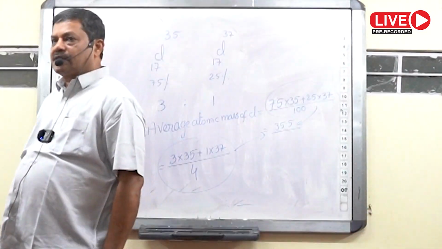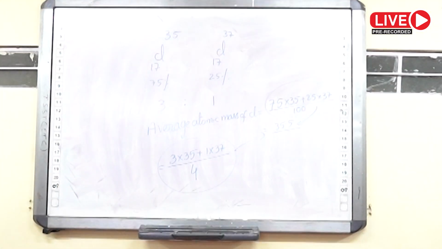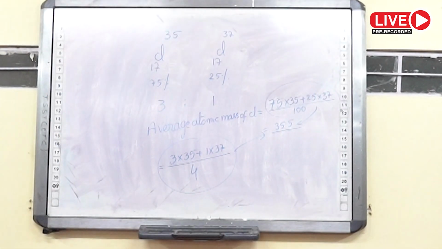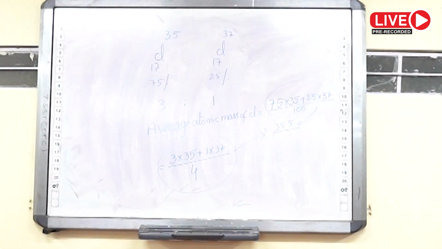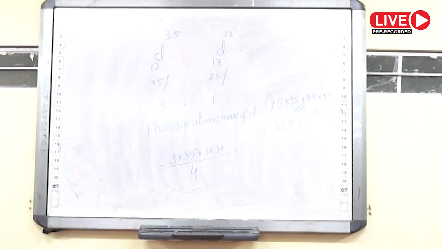So why do some atoms have fractional atomic weights? Due to the presence of isotopes in a particular percentage ratio. Not only isotopes, but in a particular percentage ratio. So whenever you want to find the average atomic mass, you should not only know the individual atomic masses, but also in what percentage ratio they are present. Then only you can calculate the average atomic mass.